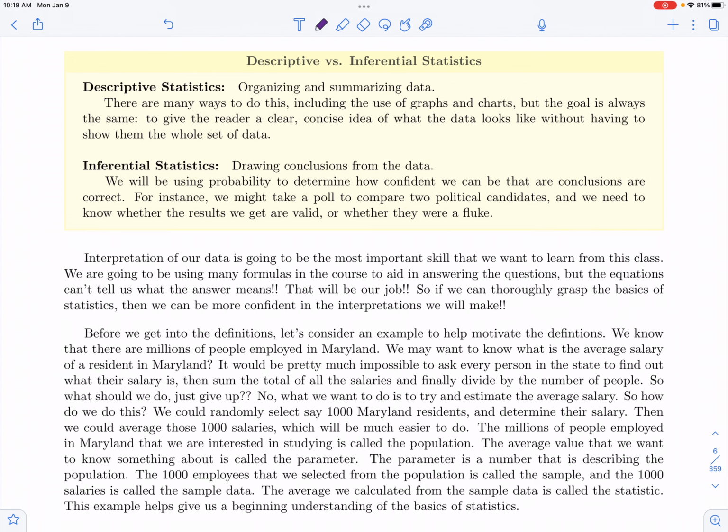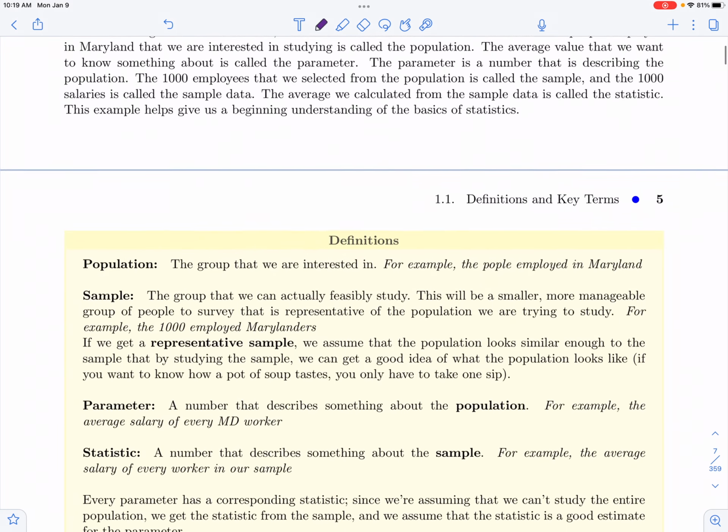Given our information, can we interpret what it means? Can we describe what it means? So we're going to be using calculators to do a lot of the hard stuff, and then again using that information to try to talk about what's true and what's not true about these things. All right, so let's get into our first definitions here.